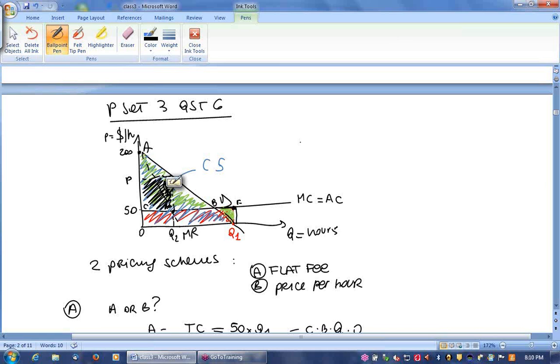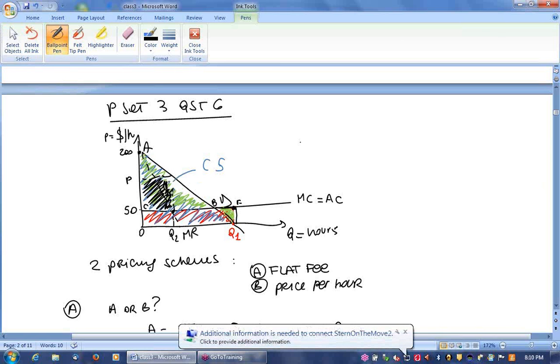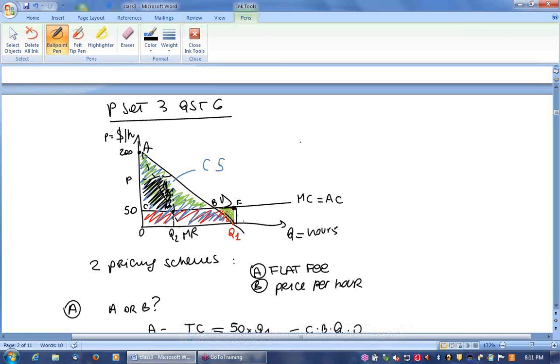So as you can see, the profits under the second scheme are smaller than the profits under the first scheme, right? As you can see, the black area is smaller than the green area, even considering this part that is a loss. CS is the consumer surplus and was the big blue triangle, AOQ1. Okay, so the monopolist would choose the price scheme A. Question on this?